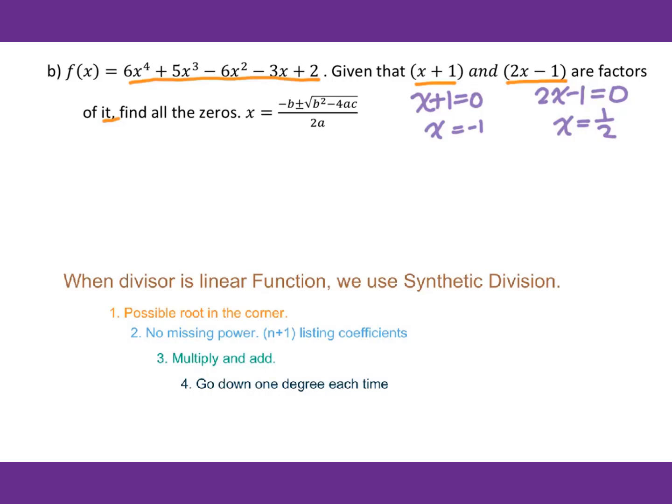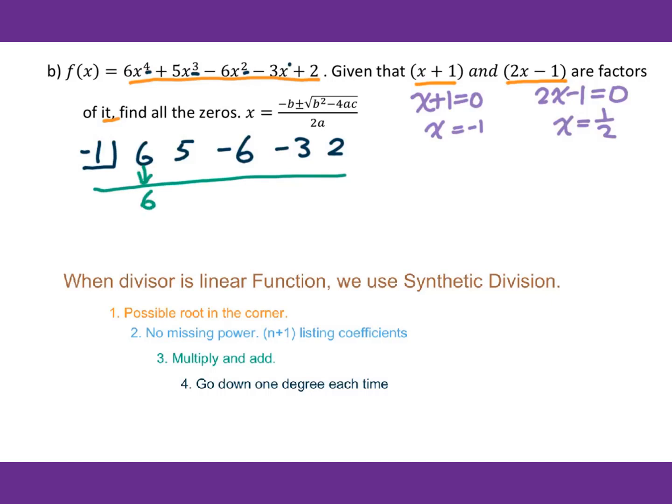Then we do synthetic division. We have negative 1. No missing power. 4, 3, 2, 1, x to the 0 power. This is good. So 6, 5, negative 6, negative 3, 2. Drop down this 6. Multiplication: negative 1 times 6 is negative 6. Adding is negative 1. Multiply is 1. Adding is negative 5. Multiply is positive 5. So you get 2. Multiply is negative 2. We got 0.